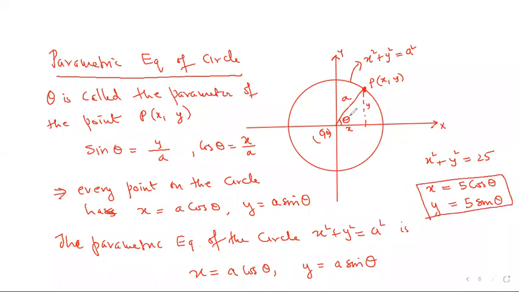Knowing the angle theta, you can generate each and every point on the circle. Suppose theta is 90 degrees, you will get this point. Theta is 180 degrees, you will get this point. Theta is 270 degrees, you will get this point. Theta is 0 degrees, you will get this point. Theta is 45, you will get this point. As theta varies, each and every point on the circle can be generated by this equation. So this equation is called the parametric equation. Understood?